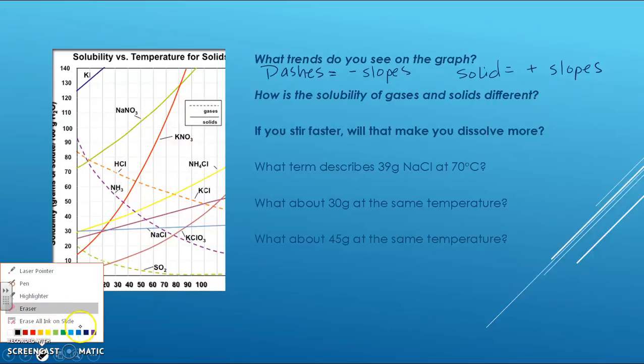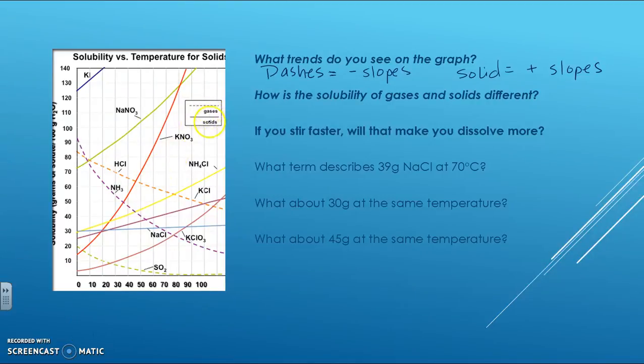All right, and then we also said that the solids have positive slopes, right? As you increase the temperature, they get more soluble. As you increase the temperature, these get less soluble. Okay? So how do the solubility of gases and solids differ? Well, as temperature increases, gases are less soluble, and solids are more soluble. But you guys already knew that.